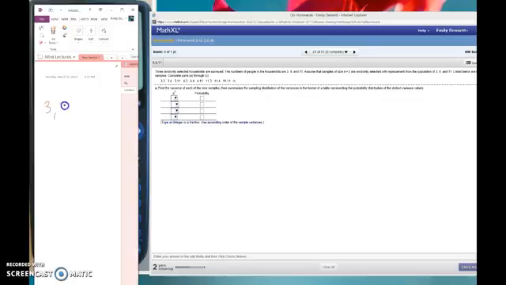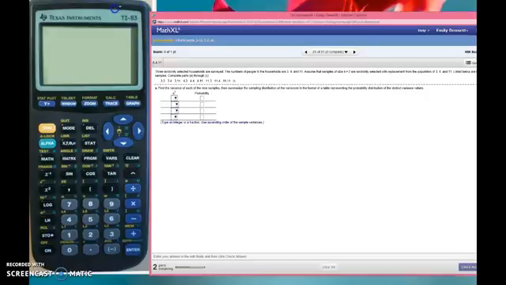3, 3, 3, 4, 3, 11, 4, 3, 4, 4, 4, 11, 11, 3, 11, 4, 11, 11. Okay, now we want to find the standard deviation for each of these samples.